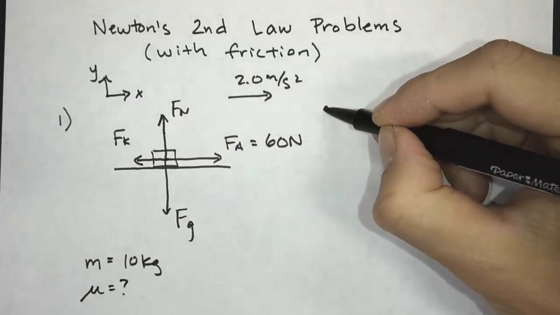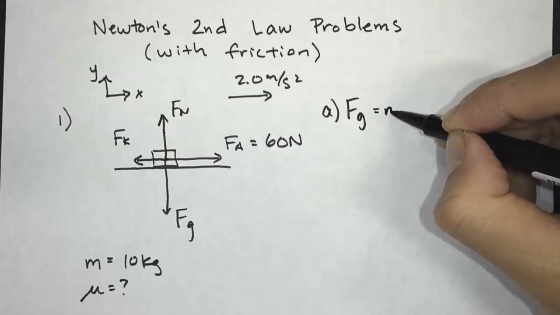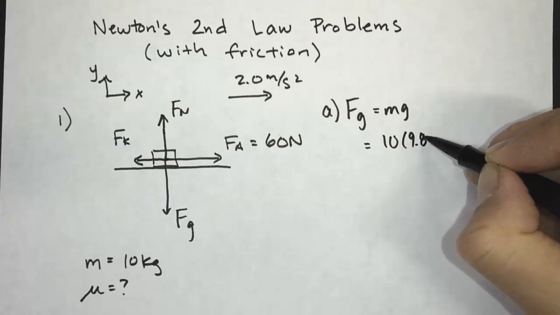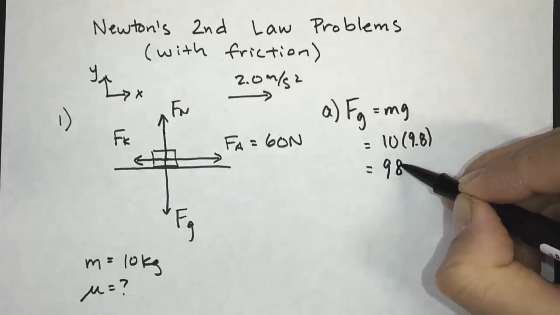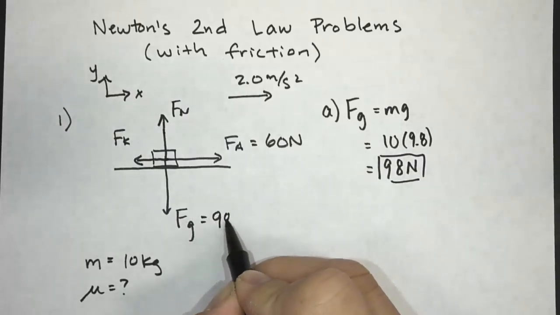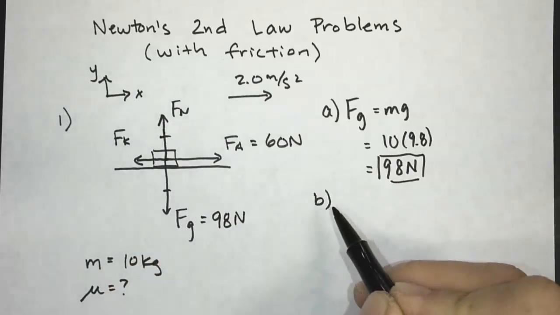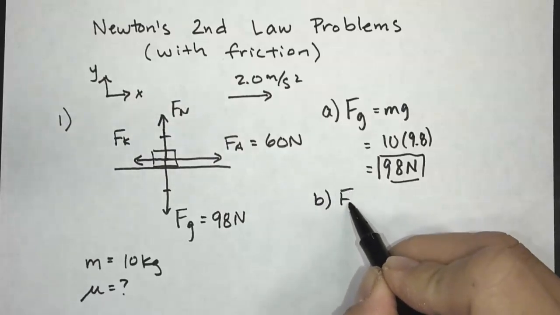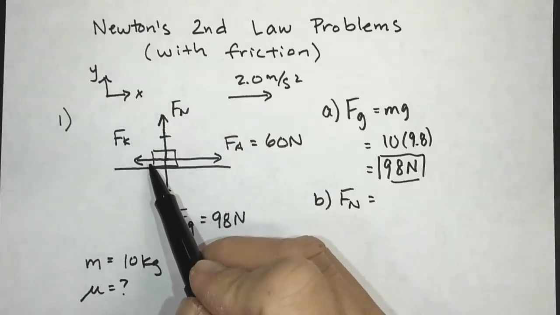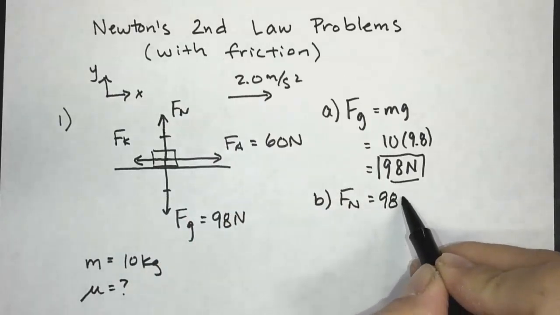The first part is going to be finding what the gravitational force is. So Fg equals mg. And since m is 10 and g is 9.8, we have 98 newtons. Okay, so that is the first part, and I can label that here, 98 newtons. And since these two are equal, our second question is, what is the normal force? Since these are balanced, we know they're balanced because it's not accelerating up or down. This box is getting pulled to the right. So the normal force will also be 98 newtons.